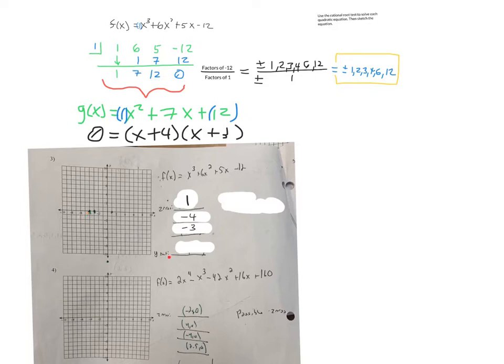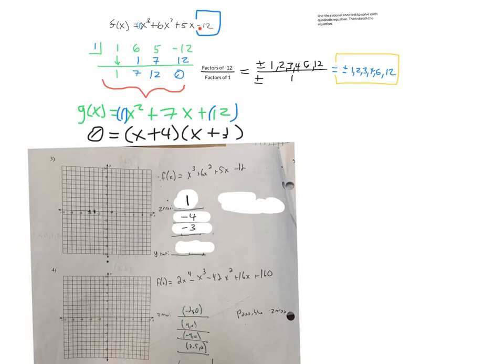Then it says y-intercept. Well, how do you find the y-intercept? Here's the good news. When the function's written in this standard form, the y-intercept is super easy. The y-intercept is this number. The y-intercept is negative 12. That's all you need to know.